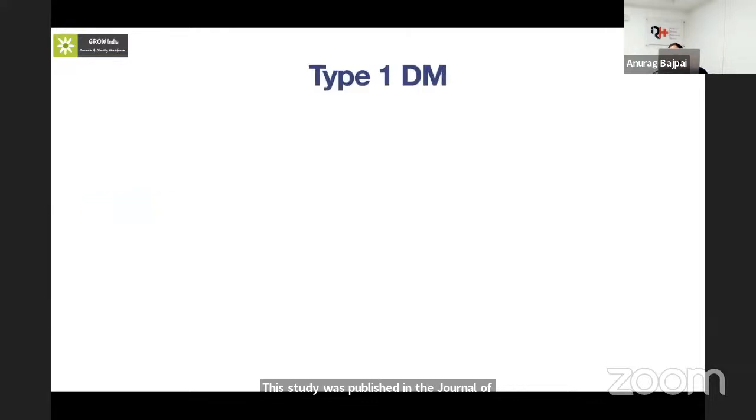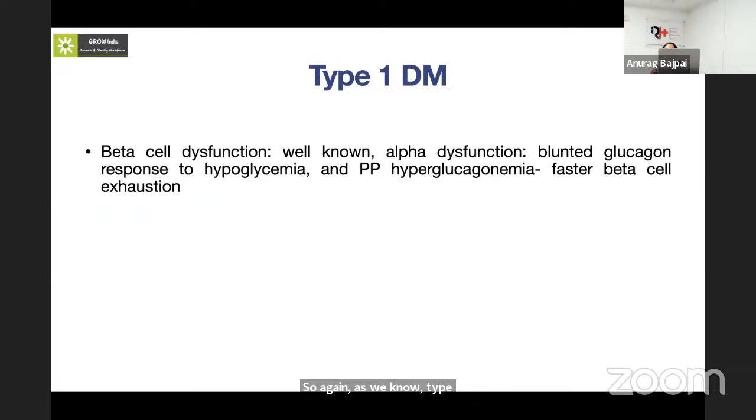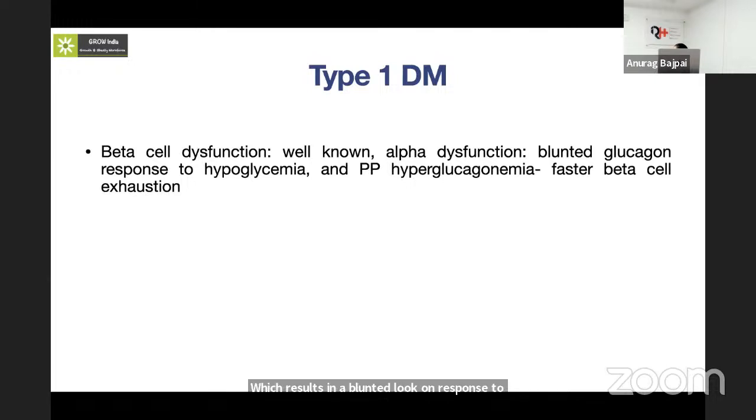So again, as we know, type 1 diabetes is a common presentation in our clinical setup. It is characterized by a beta cell dysfunction, which is well known and which is the principal mode of treatment that is being followed. But what also happens and is often under addressed is alpha cell dysfunction in type 1 diabetes, which results in a blunted glucagon response to hypoglycemia and a postprandial hyperglucagonemia, which ends up causing a faster beta cell exhaustion.